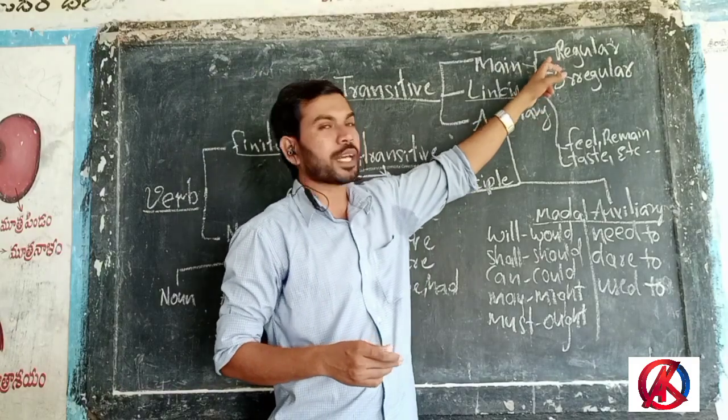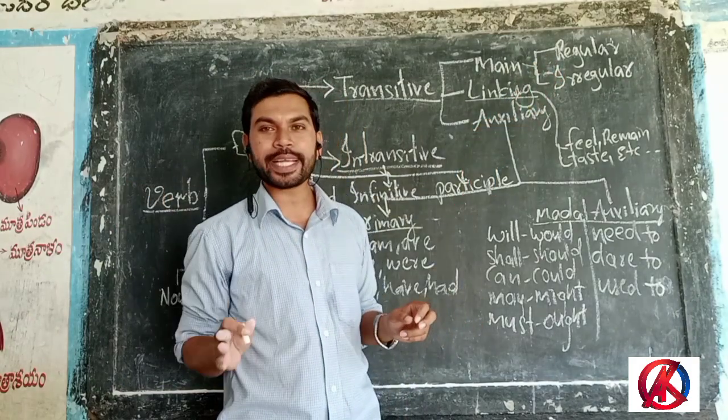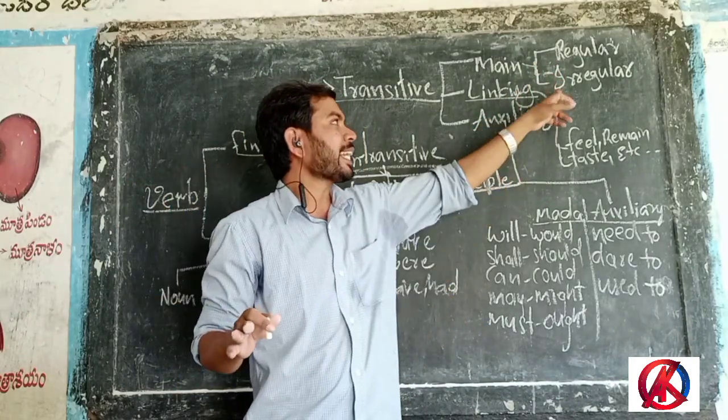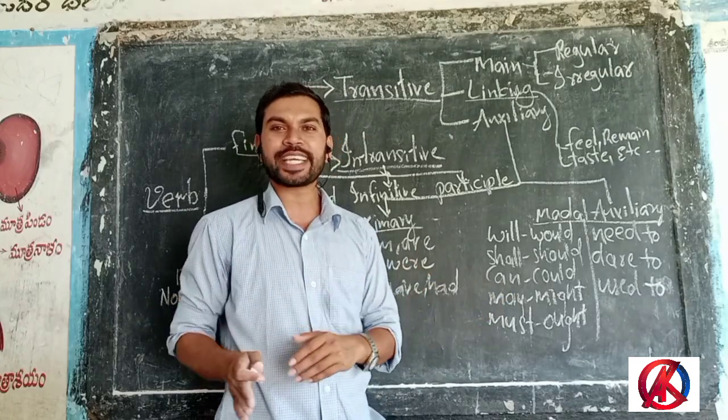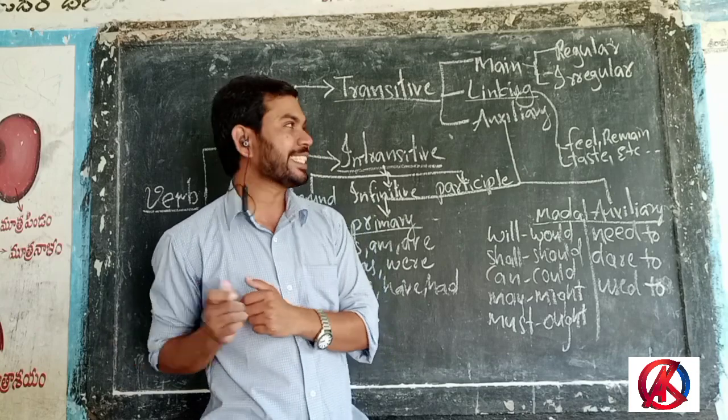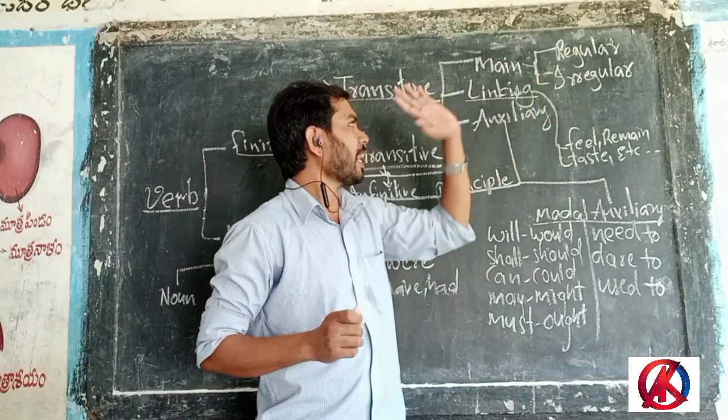Regular verbs are walk, walked, walked, walking, talk, talked, talked, talking. Irregular verbs are speak, spoke, spoken, drink, drank, drunk, drinking, eat, ate, eaten, eating. They are regulars and irregulars.